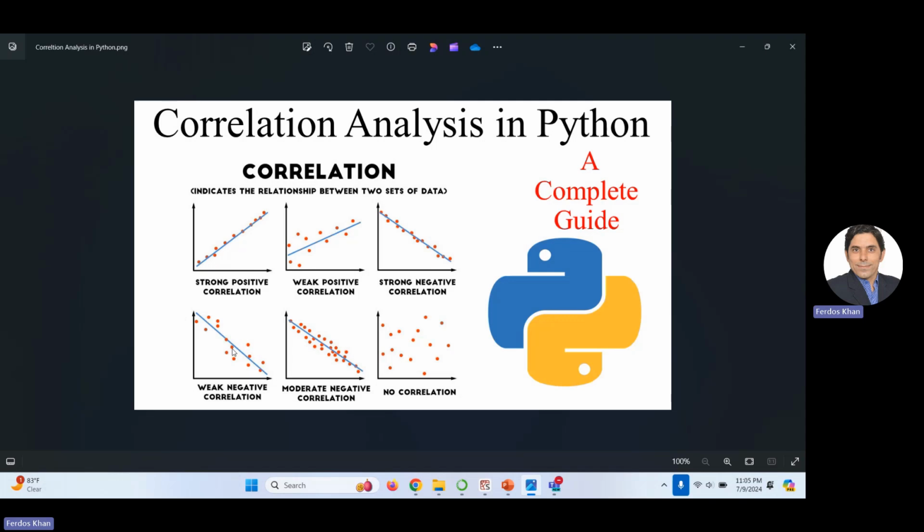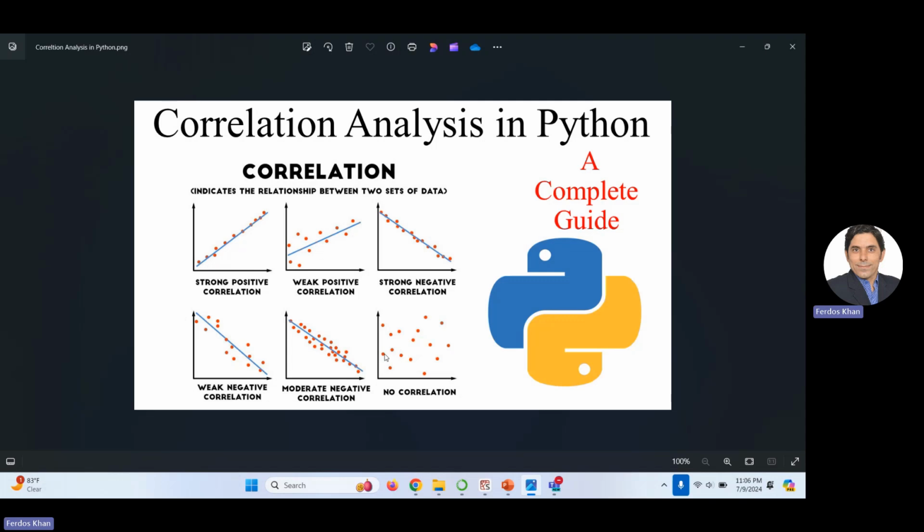Similarly, in this one, the values are not very near to the line, but this is negative, so this is called a weak negative correlation. These values are not very near, not very far away, so this is something like a moderate negative correlation. And similarly, you can interpret a moderate positive correlation if the data values are a bit closer to the line as compared to this plot.